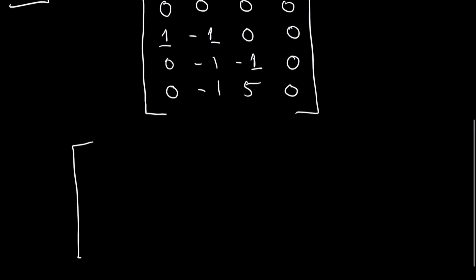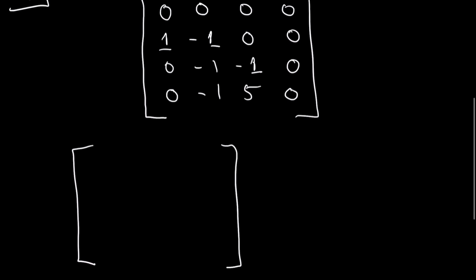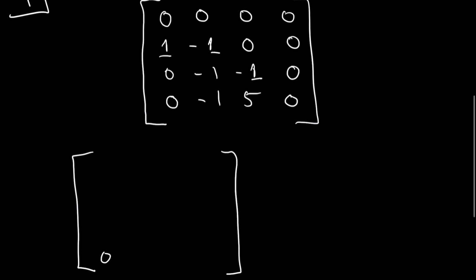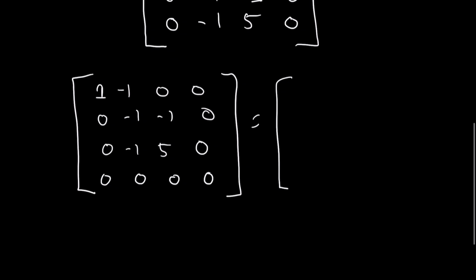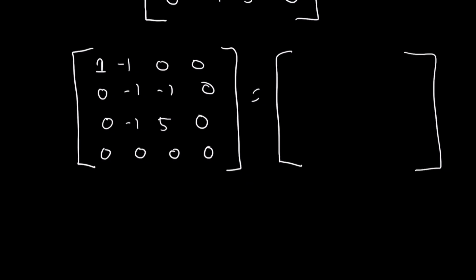So let's change up the order a little bit because we have the first row all of zeros. So let's put that one at the bottom, and then let's put the second one at the top. 1, 0, 0, and then the rest can just stay the same. 0, -1, 5, 0. Okay, perfect. So the next part will be doing the second one. 0, -1, -1, 0.